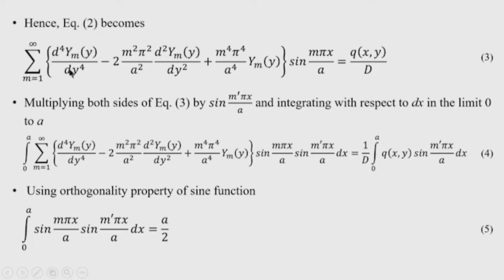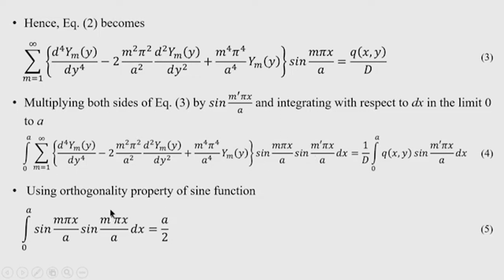This means when we carry out the summation, we will encounter, say, m equal to 1 and m dash equal to 2. So, we will get sin pi x by a times sin 2 pi x by a, and it will be 0. Then we will get sin 2 pi x by a times sin 2 pi x by a, so m and m dash are equal, and it will not be 0.